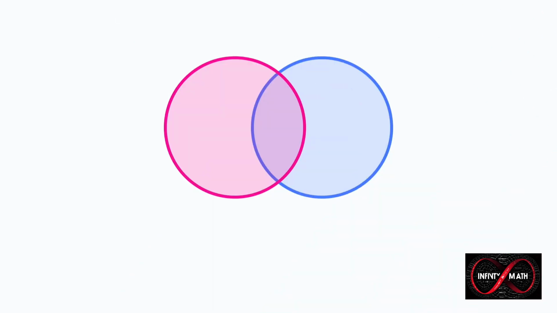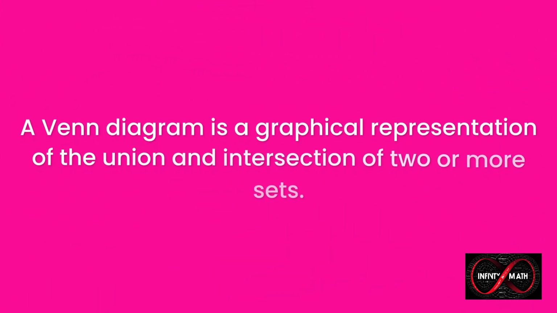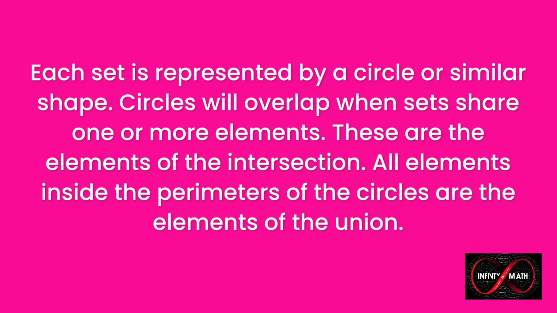Venn diagrams can also be drawn for more than 2 sets. The principles of how these are constructed are the same. But the more sets you add, the more complex the Venn diagrams become. A Venn diagram is a graphical representation of the union and intersection of 2 or more sets. Each set is represented by a circle or similar shape. Circles will overlap when sets share 1 or more elements. These are the elements of the intersection. All elements inside the perimeters of the circles are the elements of the union.